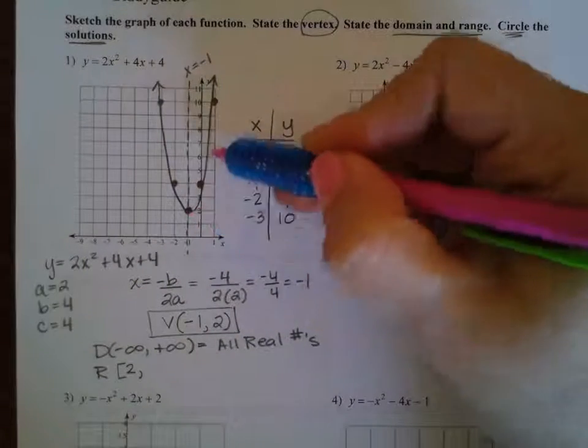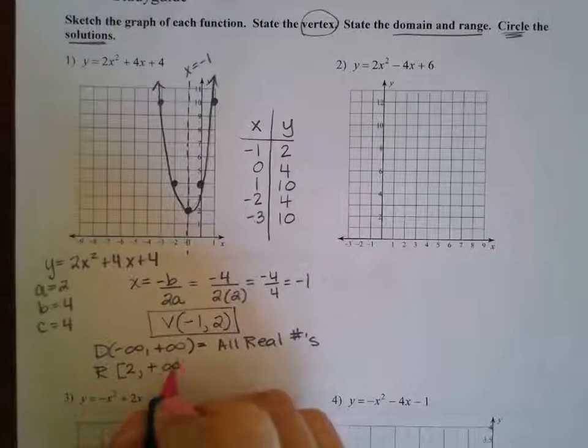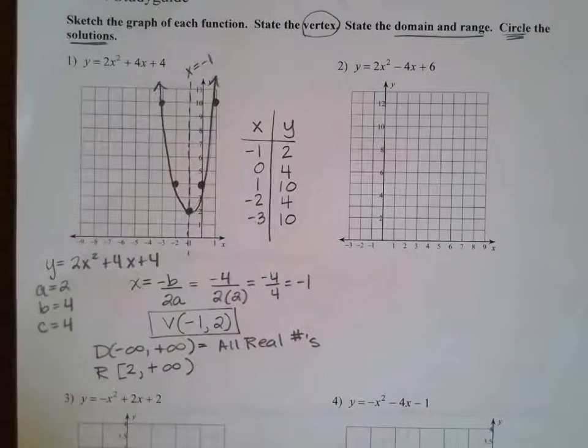How high does it go? Well, it goes up. It's got arrows on the ends. Make sure you have arrows on the ends of yours. So to positive infinity. There's your range.